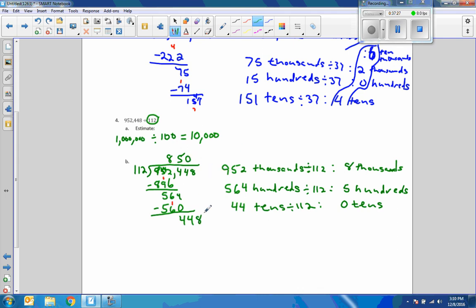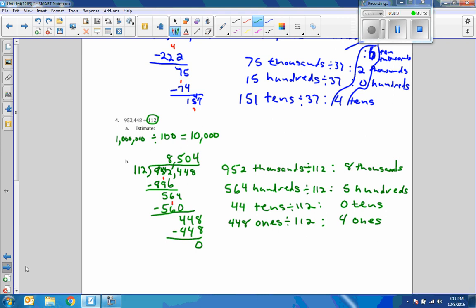Bring down my 8. So it's 448. 1 less than tens is ones. Divided by 112 will give me 4 ones. 4 times 2, 8. 4 times 1, 4. 4 times 1, 4. Subtract. Remainder 0. So that is 8,504.